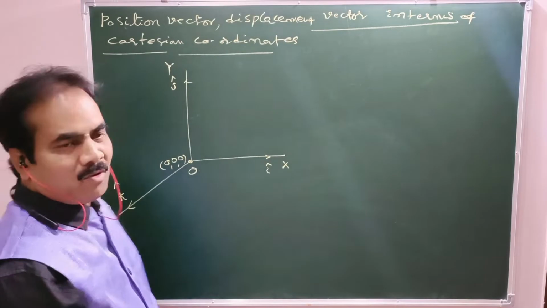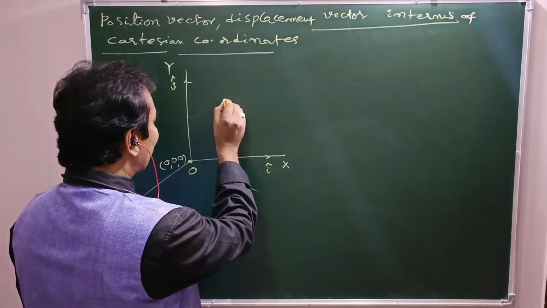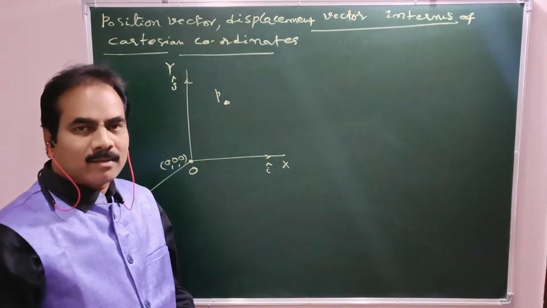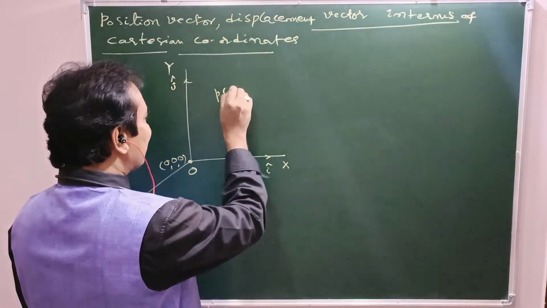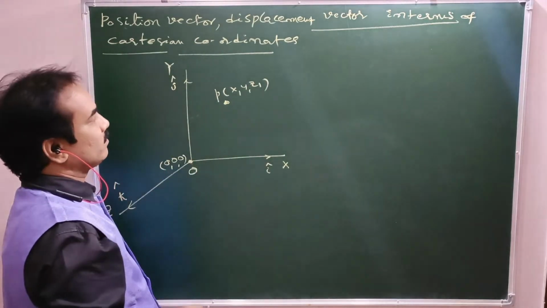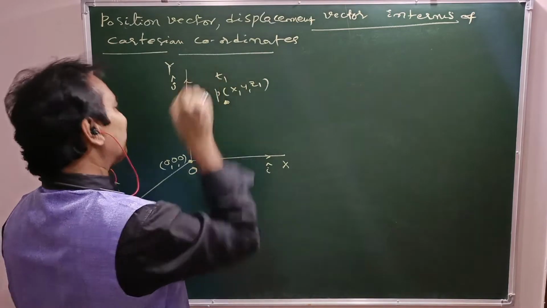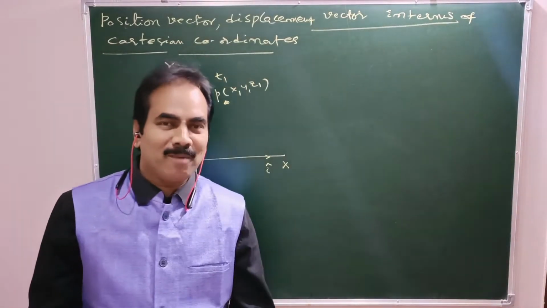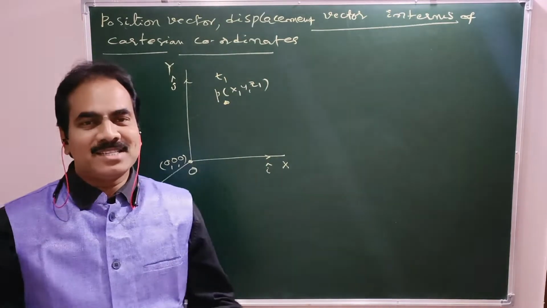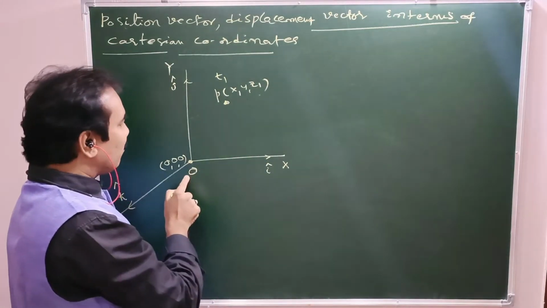Suppose a particle is situated somewhere here at point P, with coordinates x1, y1, z1 with respect to O. Let the time be t1. So P is the position of the particle at instant t1, with position coordinates x1, y1, z1. These coordinates are with respect to the fixed origin O.